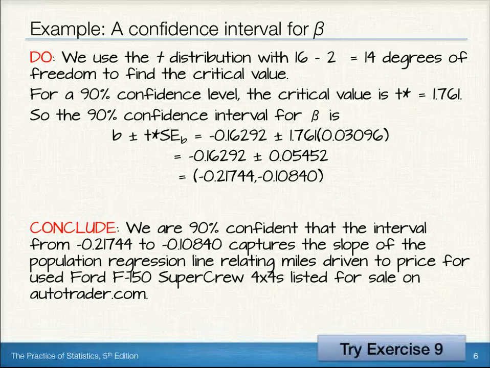For some additional practice in calculating and interpreting a confidence interval for the true slope of the regression line, try exercise 9.